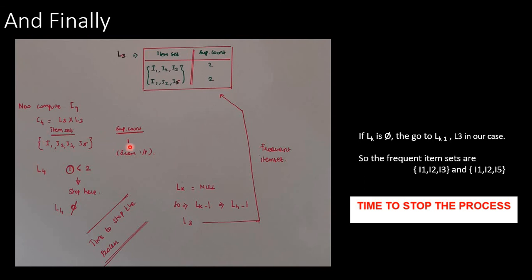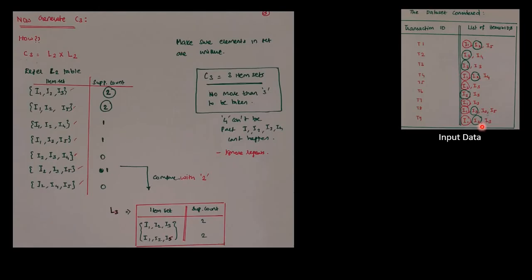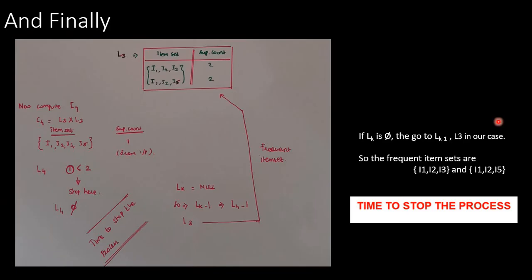How many times does it occur in the input data? You can see that it has occurred only once. So I'll put the support count as 1. I1, I2, I3, I5 has occurred only once, and hence it is 1. Is 1 lesser than 2? Obviously yes. So we have to stop the condition here. That's all. You have completed the work. Now L4 is nothing but null.